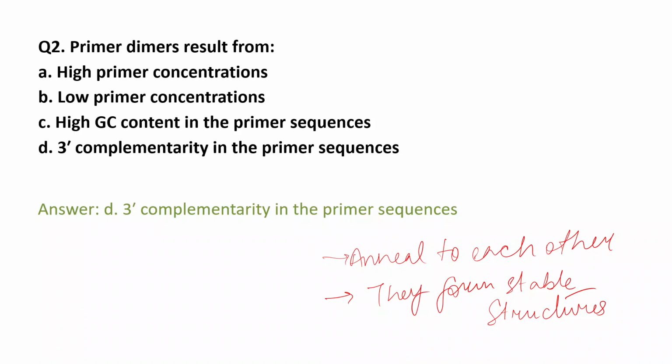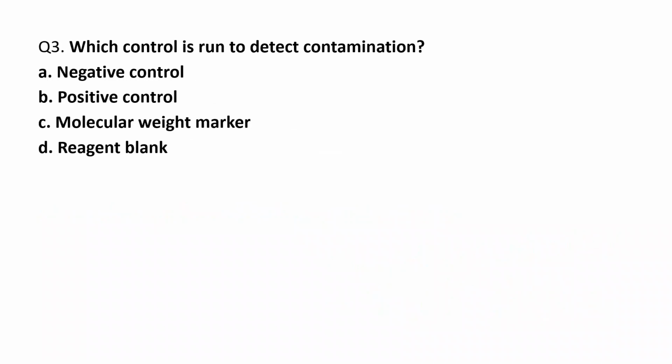So if it starts to form short amplification products, you are essentially competing with the amplification of the template sequence, or the target sequence. So we should avoid the 3' complementarity, or basically the primer dimer condition. Okay, should we go ahead? Okay. Which control is run to detect contamination?